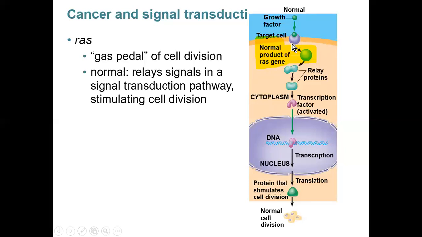When the growth factor binds, it causes the receptor protein to change shape, and that causes a series of chemical reactions. The signals are transferred from one protein to the next, and the next, and the next. Finally, transcription and translation happen, which makes a protein that causes the cells to divide. Note that the cell that sent out the growth factor is controlling, essentially, cell division of this cell. The product of the RAS gene is a key component in this signal transduction pathway.